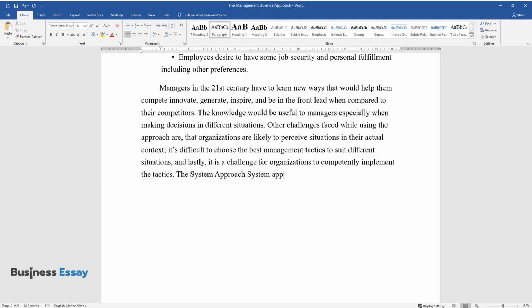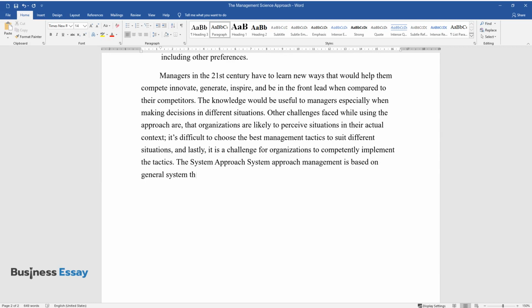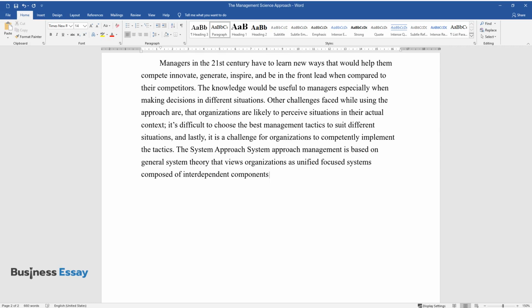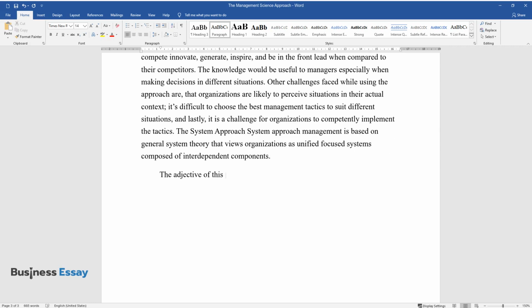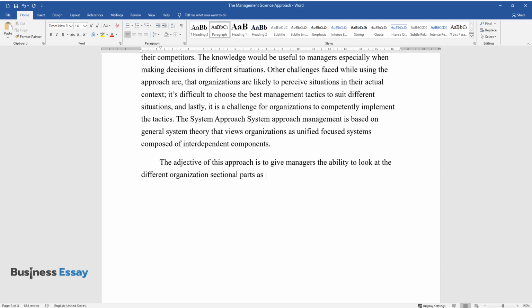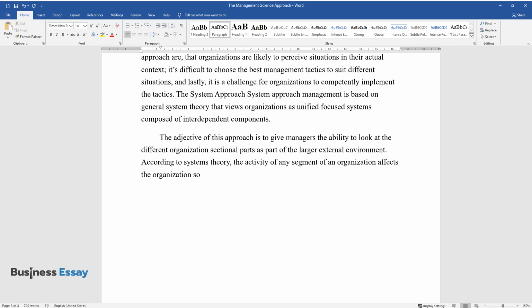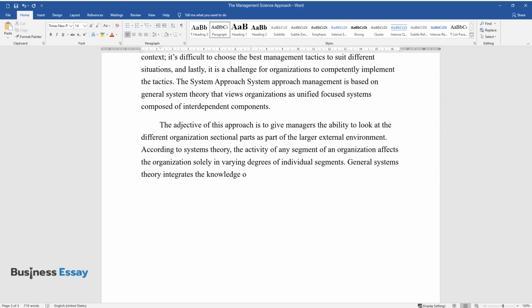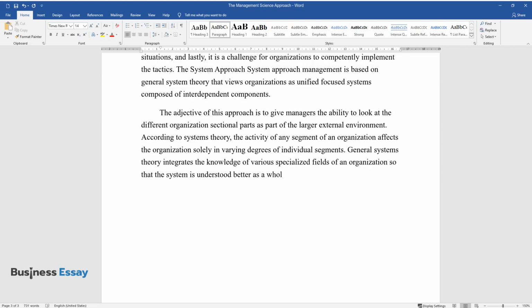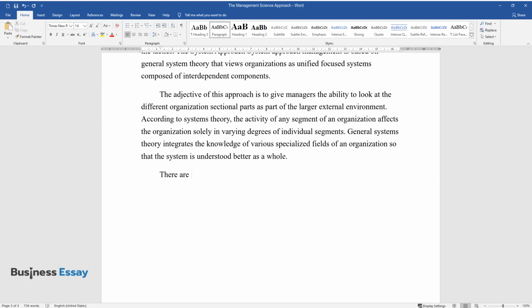The systems approach to management is based on general systems theory, which views organizations as unified, focused systems composed of interdependent components. The objective of this approach is to give managers the ability to look at the different parts of the organization as part of the larger external environment. According to systems theory, the activity of any segment of an organization affects the organization as a whole in varying degrees. General systems theory integrates the knowledge of various specialized fields of an organization so that the system is understood better as a whole. There are two different types of systems.